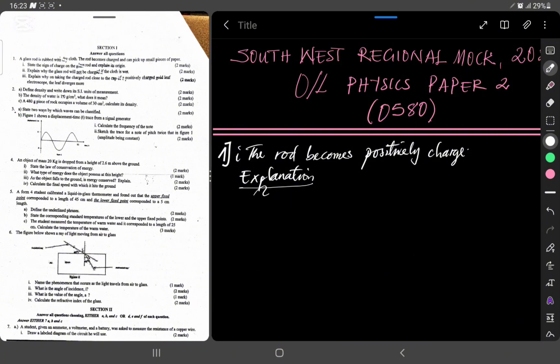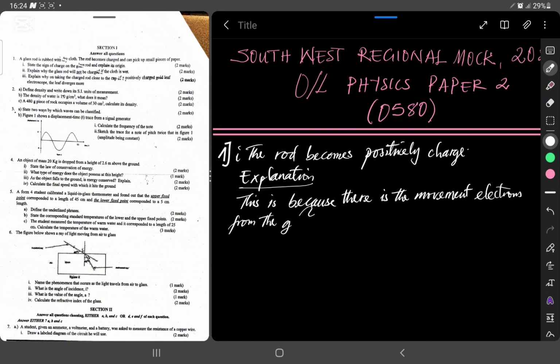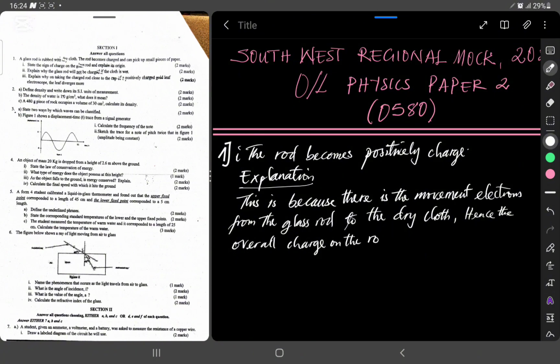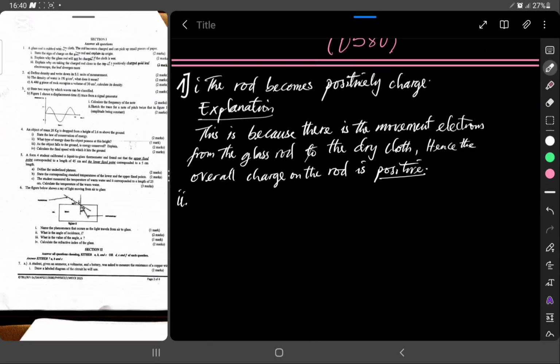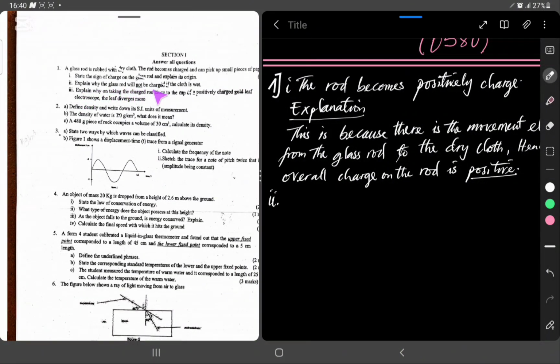Okay, so this is because there is the movement of electrons from the glass rod to the dry cloth. Hence, the overall charge on the rod is positive. Now, Roman 2 demands we explain why the glass rod will not be charged if the cloth is wet.